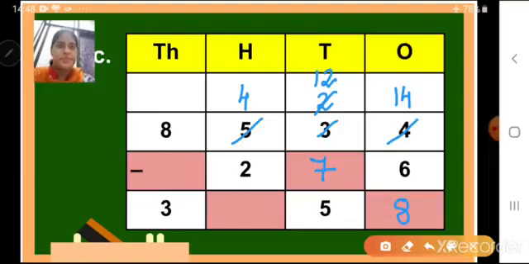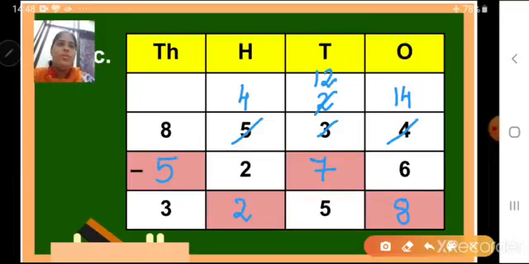Next children, in hundreds place we have 4 minus 2, which is 2. And in thousands place, we have 8 minus something, which is 3. We have to find the subtrahend. How we are going to find the subtrahend? By subtraction, right? So we have to subtract 8 minus 3. So count after 3, 4, 5, 6, 7, 8. So we got 5 fingers. So we'll write here number 5.